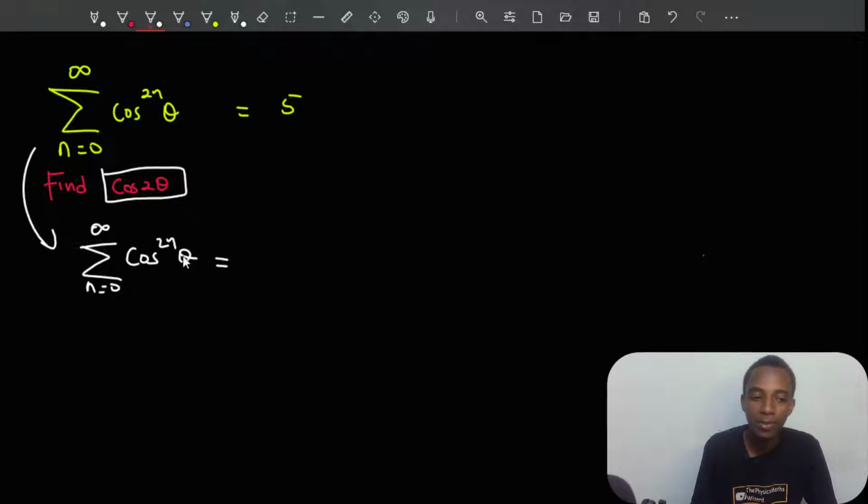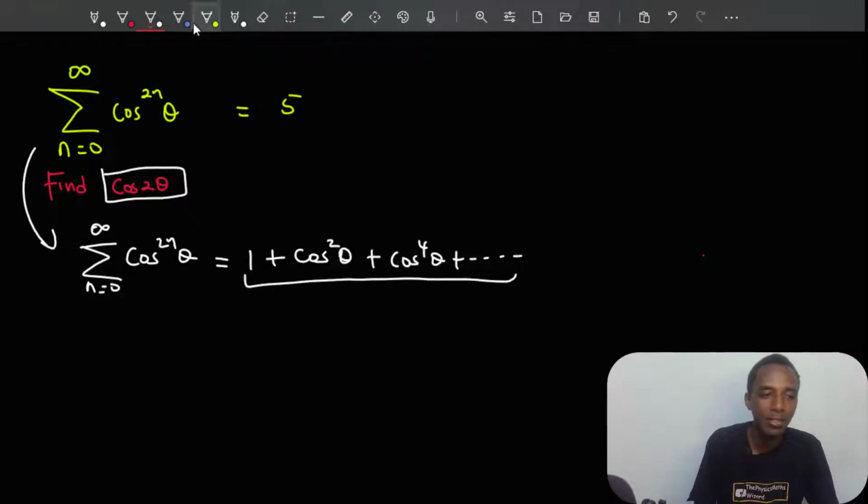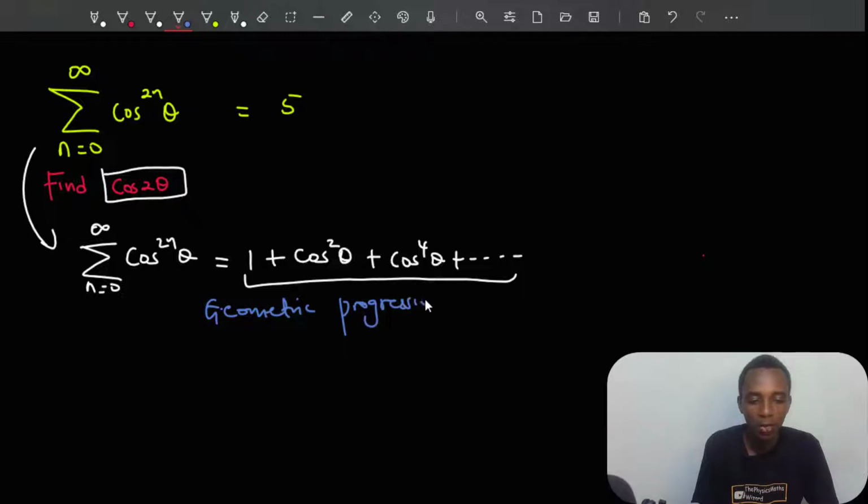So for n equals 0, that's cos to the power 0, which is just a 1. For n equals 1, we'll have cos 2 times 1 is 2, so that's just cos squared. For n equals 2, that's cos to the power 4 theta, and the trend goes on up to infinity. So if you look at this here, this is a geometric series or a geometric progression, and we can actually state some of its defining characteristics, like the first term.